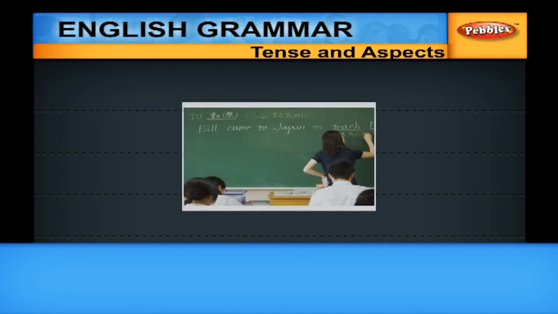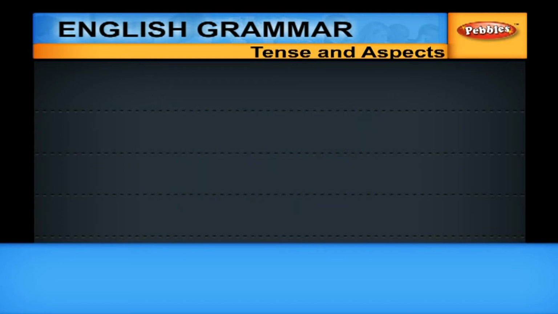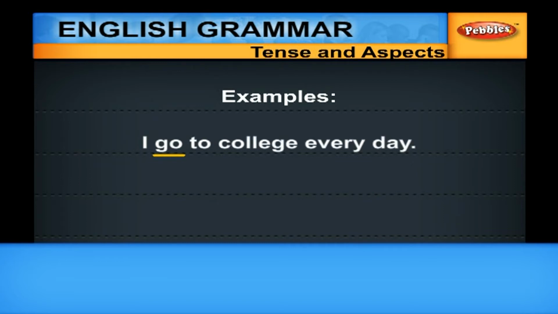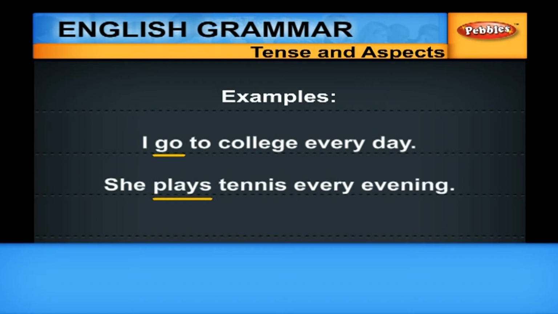Before studying tenses and aspects in detail, I will give you some more examples on tense usage. This will enable you to understand the fundamentals of verbs. Now, I will give you few more examples. I go to college every day. She plays tennis every evening. I met you last week. Look at these 3 sentences. We have underlined the verbs in these sentences. You have only one verb for each sentence. This is what we call a lexical or main verb. These are sentences consisting of only one verb.